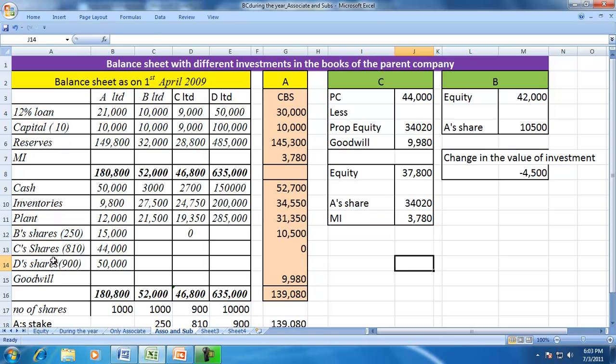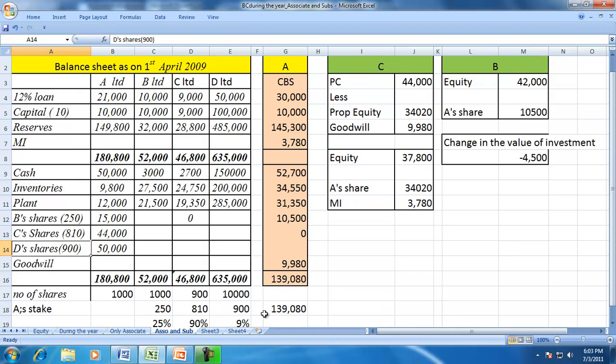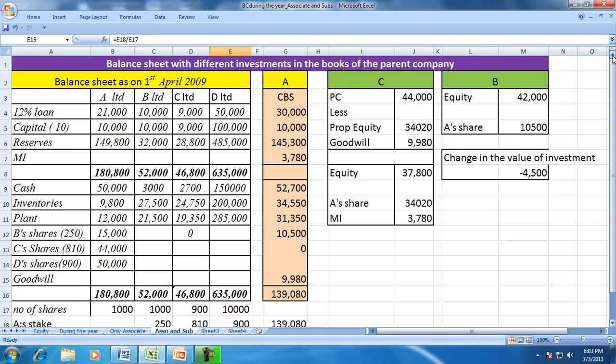And in case of D, A's stake is only 9%, so it is neither a subsidiary nor an associate, so D's shares will continue to appear. Assuming the market value has not changed, D's share will continue to appear at the same amount.